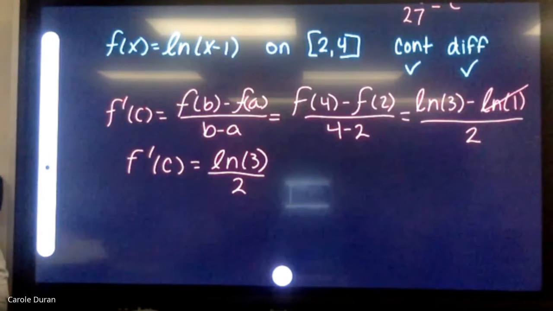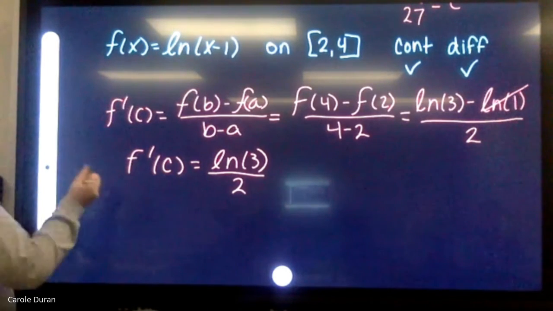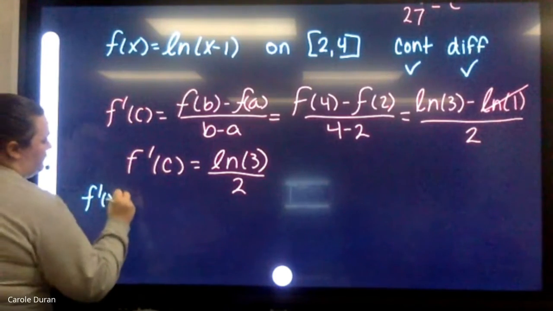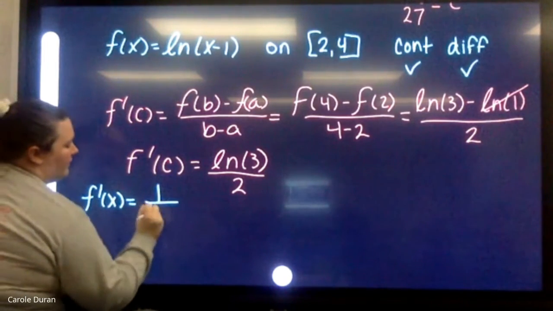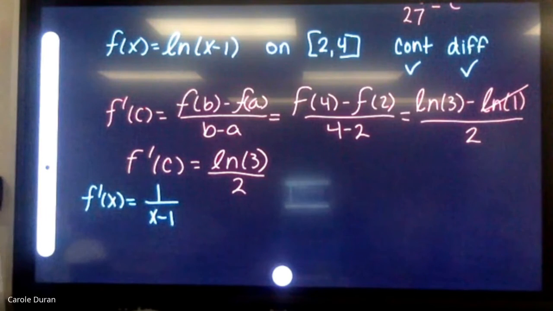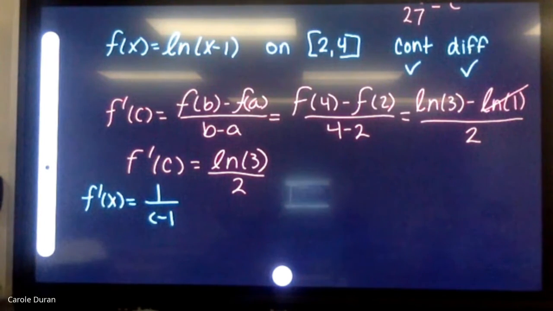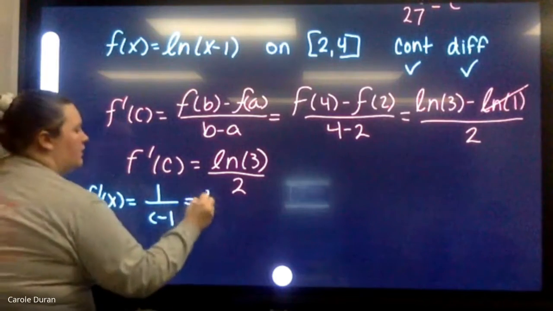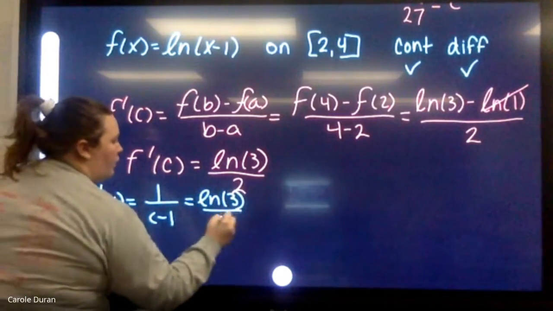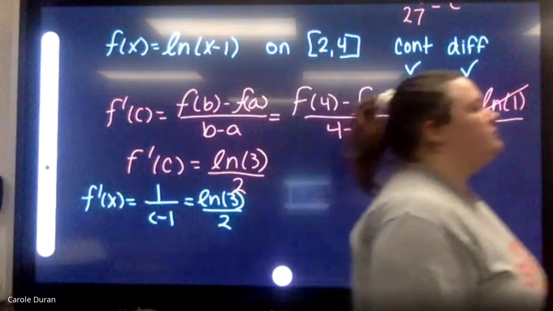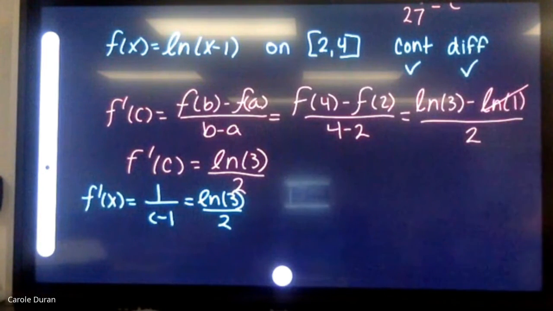So now, derivative of natural log of x minus 1. What is the derivative of natural log of x minus 1? Correct. So it's just 1 over x minus 1. I'm going to replace the x with a c, that way I remember that I have to verify it's on my interval. And then I set that equal to natural log of 3 over 2. My goal is to solve for c.